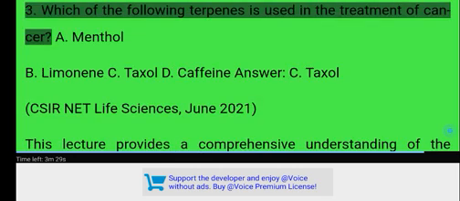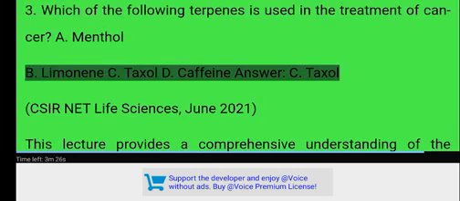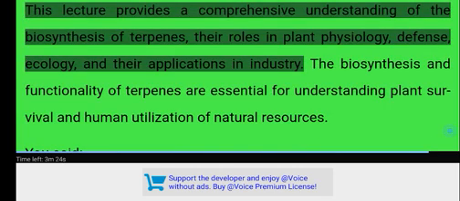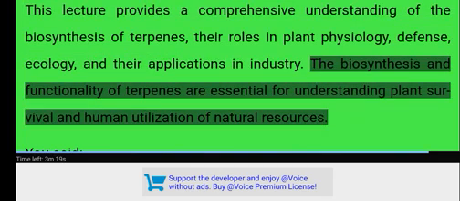3. Which of the following terpenes is used in the treatment of cancer? A. Menthol. B. Limonene. C. Taxol. D. Caffeine. Answer. C, Taxol. CSIR NET Life Sciences, June 2021. This lecture provides a comprehensive understanding of the biosynthesis of terpenes, their roles in plant physiology, defense, ecology, and their applications in industry. The biosynthesis and functionality of terpenes are essential for understanding plant survival and human utilization of natural resources.